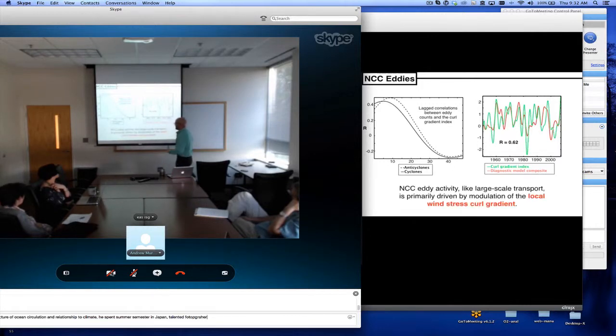So we can say that Northern California Current eddy activity, just like large-scale transport, is primarily driven by modulation of the local wind stress curl gradient. It's this wind stress curl gradient that is communicating variance to eddies along two separate pathways: through this barotropic velocity component and this baroclinic component about the undercurrent.